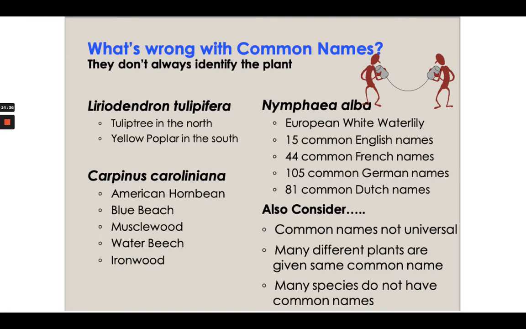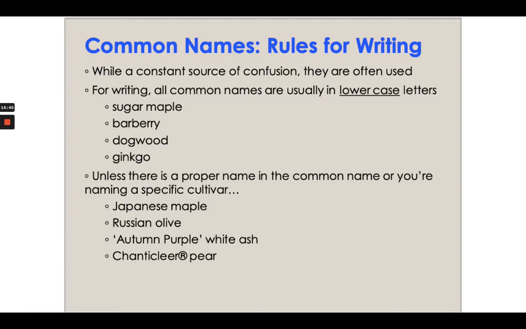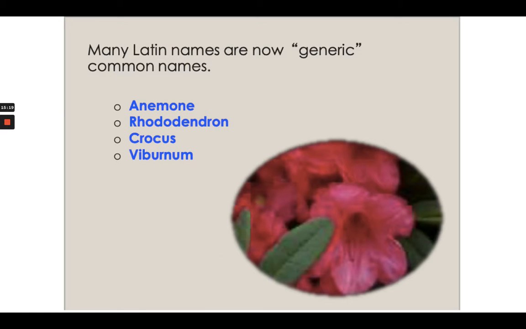Also consider that common names are not universal. Many different names are given to the same plant, and many species do not have common names. But when you do use a common name, there are rules for writing it. All common names are usually in lowercase letters. So sugar maple, barberry, dogwood, ginkgo, they're all lowercase. Unless there is a proper name in the common name that you're using when naming a specific plant. So Japanese maple, Russian olive, autumn purple white ash, Chanticleer pear. Many Latin names are now generic common names.